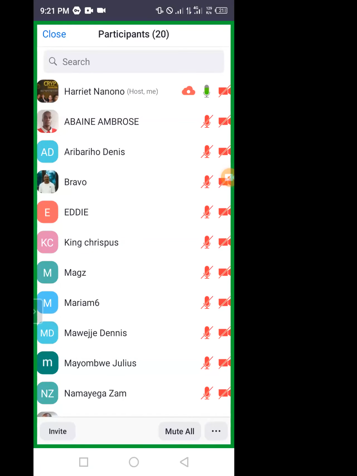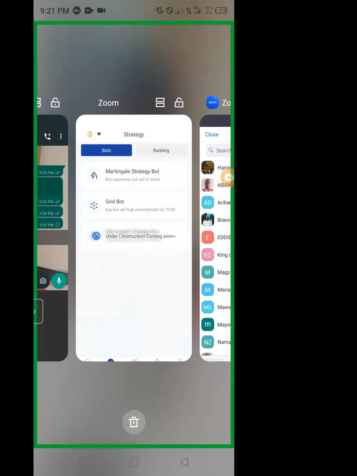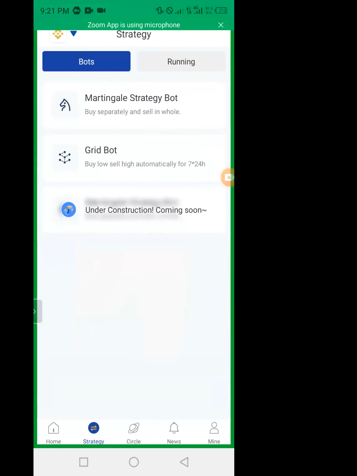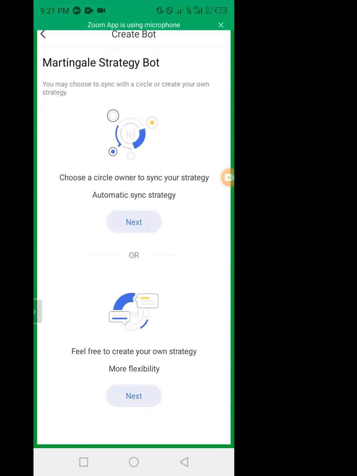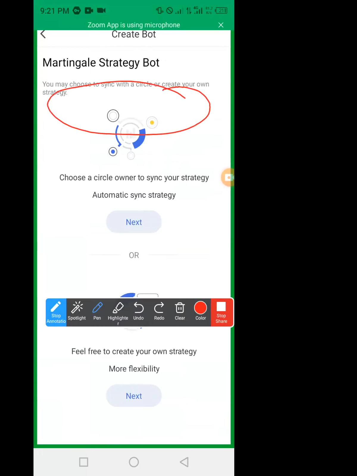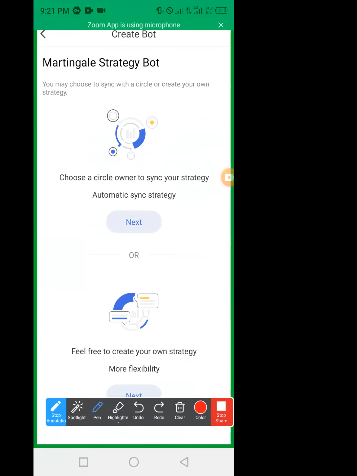And then the grid bots, as I said, we are in the final touches to teach each and every one how it is being used, and then we shall see it. When you have come on this one, always look at these two things. There is this one which is saying choose a circle owner to synchronize your strategy with.